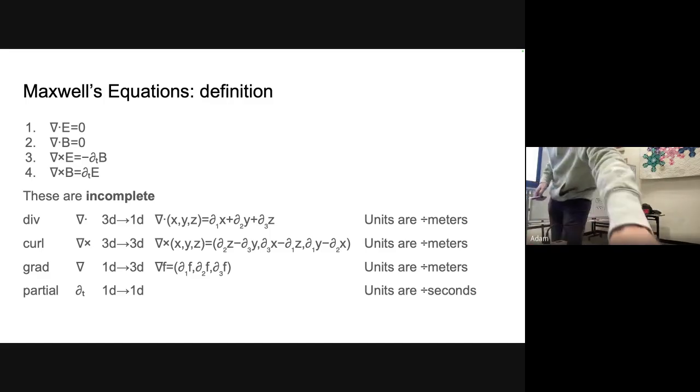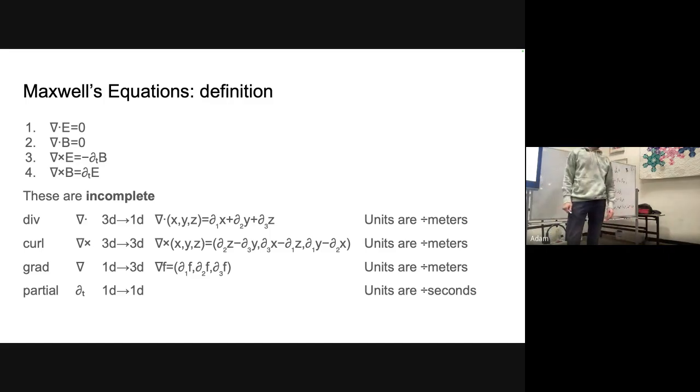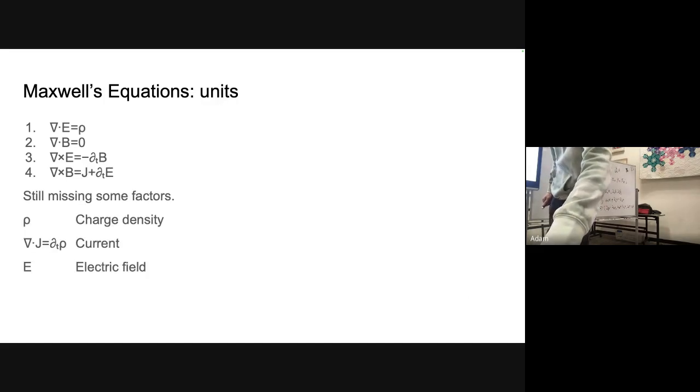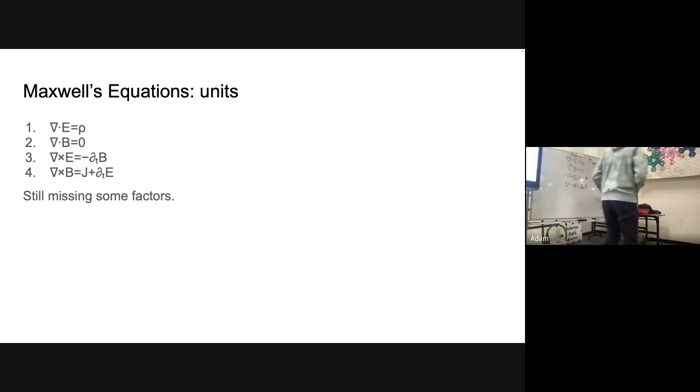So divergence, curl, and grad are 3D derivatives. They divide by meters, and a derivative in time divides by seconds. Knowing that, let's play. Can we play before doing this? We'll get back to the units in a moment. My apologies, I'm slightly out of order here.